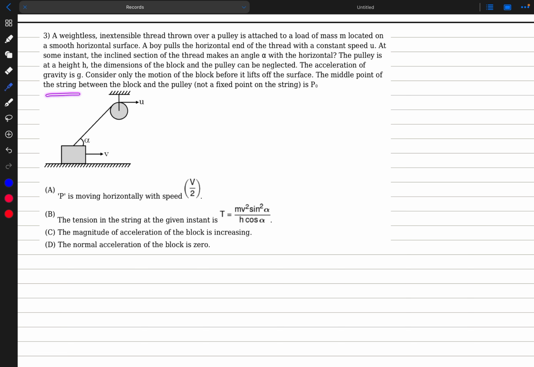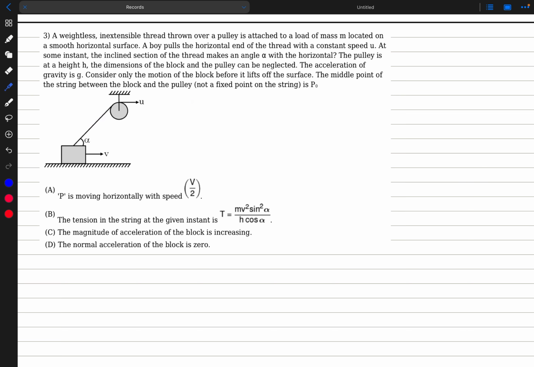The middle point of the string between the block and the pulley, not a fixed point on the string, is P naught. Basically this part of the string, they're saying the middle point, which is not lying on the string. So basically if this is the string, it's not the physical point which is at the middle. This point will of course move along the string as the string is pulled to the right. But they're talking about the space point, which is located exactly in the middle of this rope. It's not the physical point that lies on the rope.